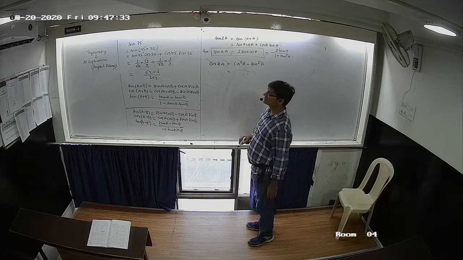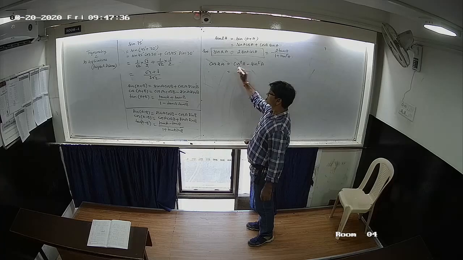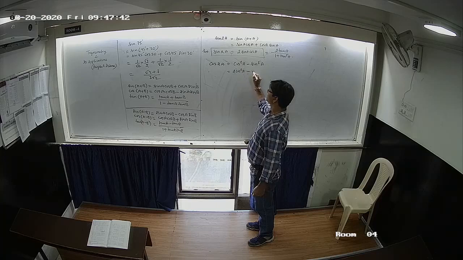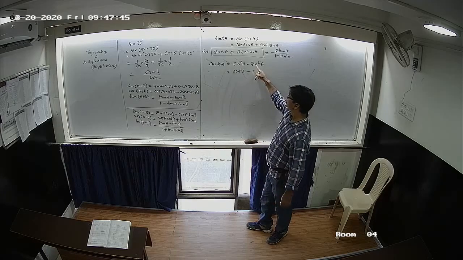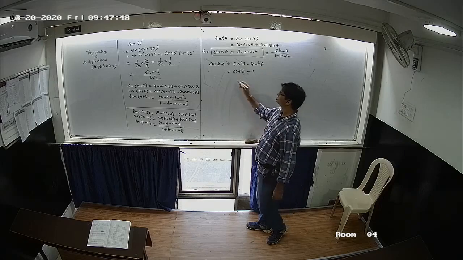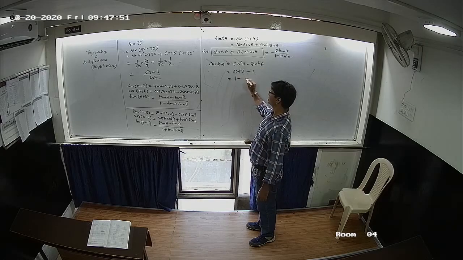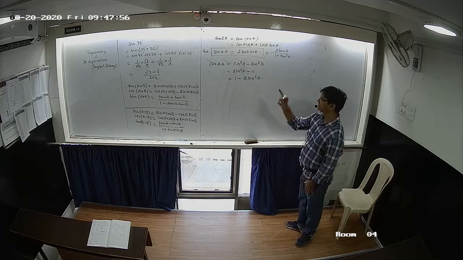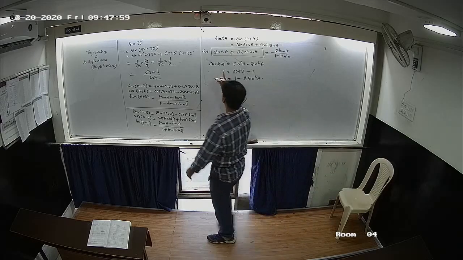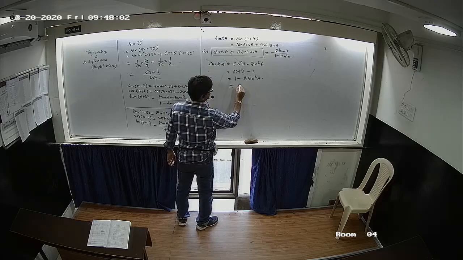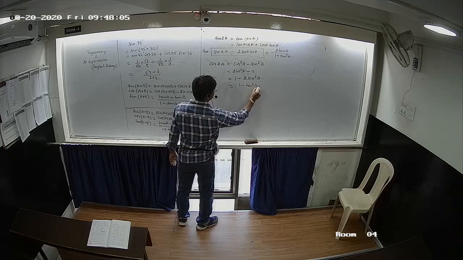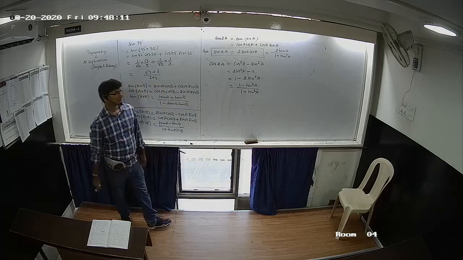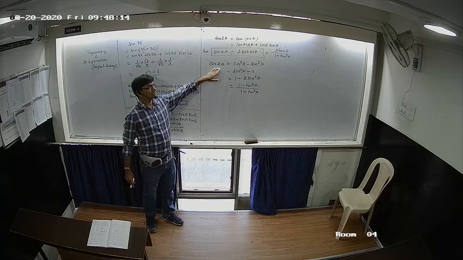Further, this will be equal to 2 cos square a minus 1. If you convert cos square a in terms of sin, then this is also equal to 1 minus 2 sin square a. And in terms of tan, it is equal to 1 minus tan square a by 1 plus tan square a. These are the values for cos 2a.